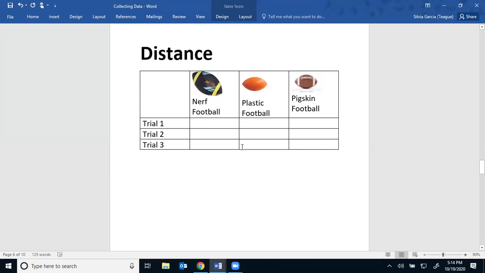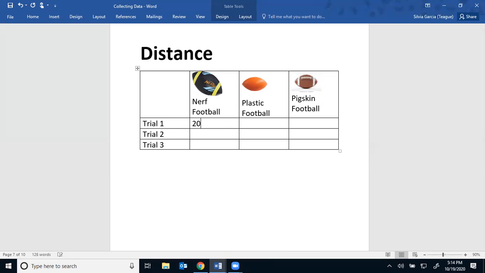If I'm doing distance, let's say that my testable question was about different types of materials, and I'm going to measure the distance in trial 1 with the Nerf ball.